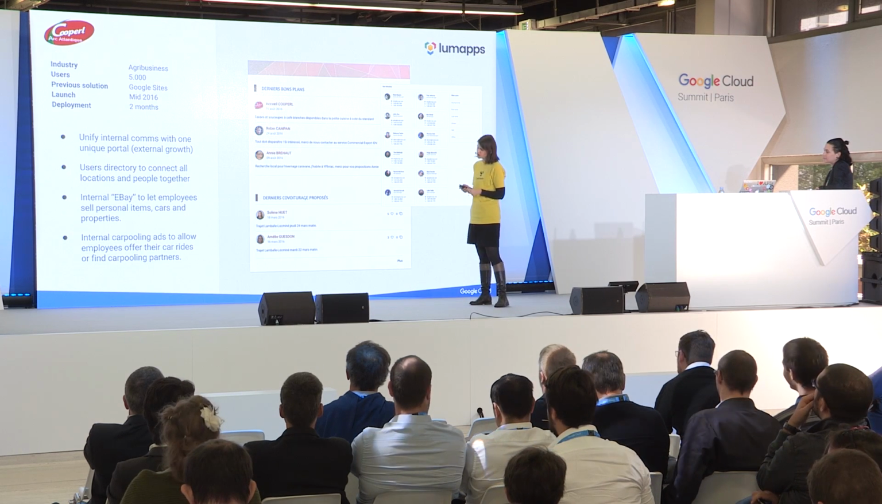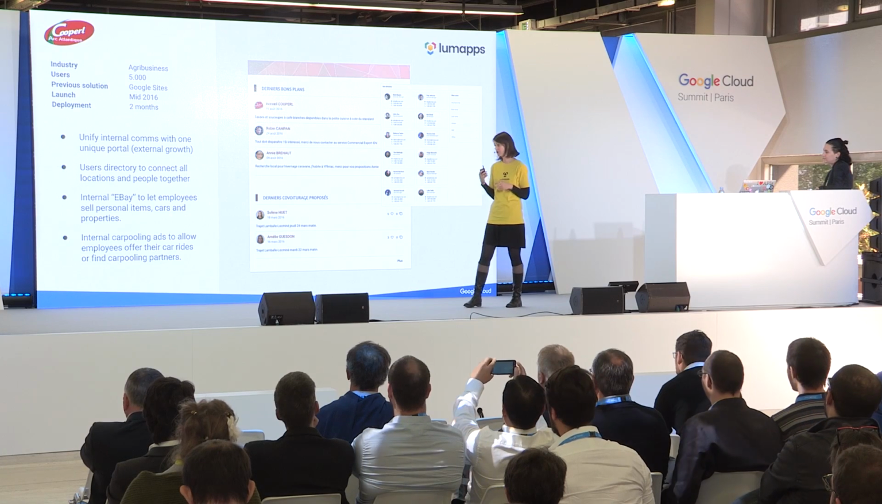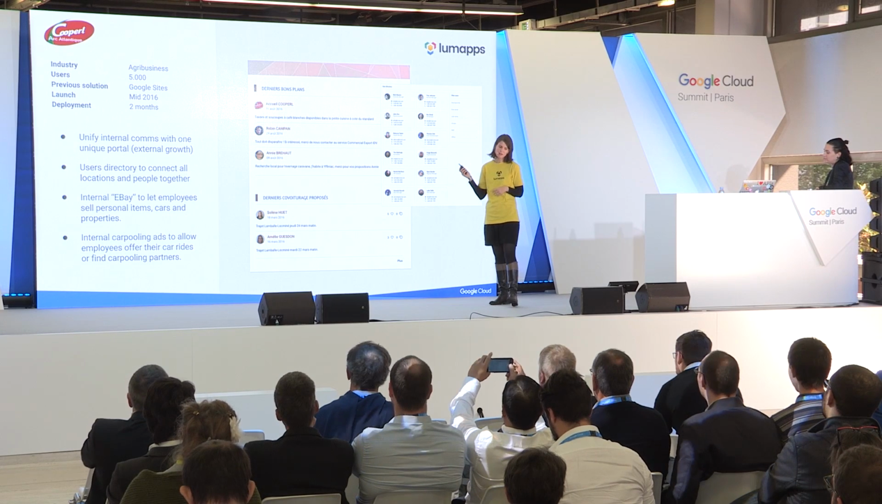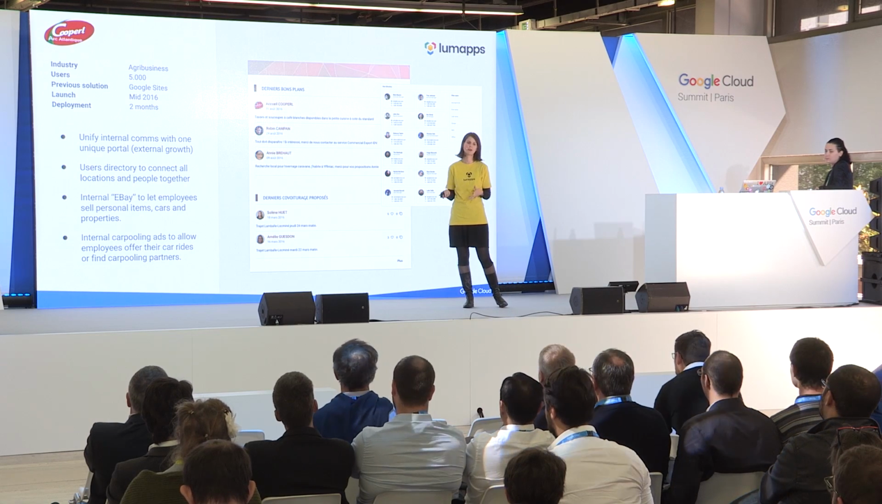They've also used a second driver to drive traffic to their intranet, internal ads. So they've developed an internal Le Bon Coin or internal eBay to let other employees know that they're selling their car or they're selling their real estate. And they've also developed internal ads for carpooling if they want to share rides with other employees.